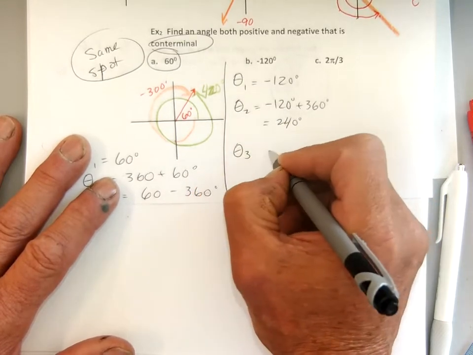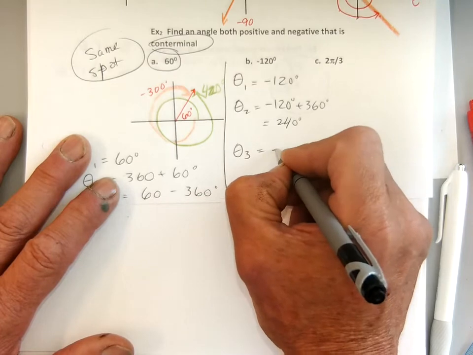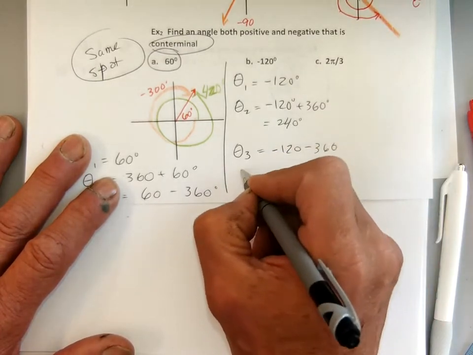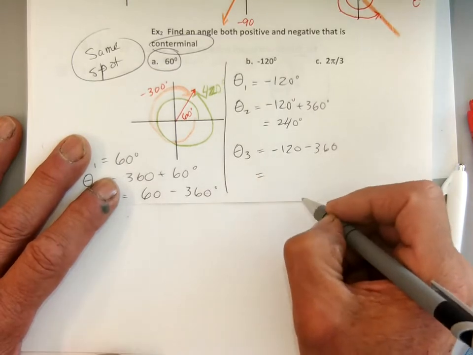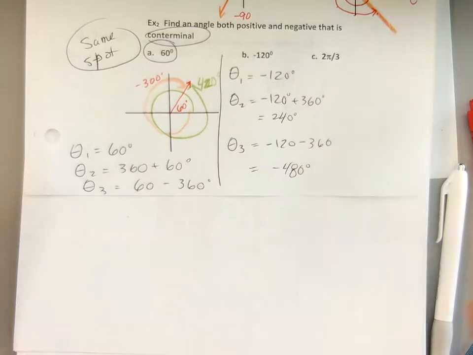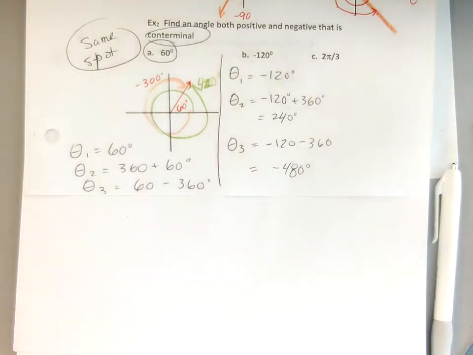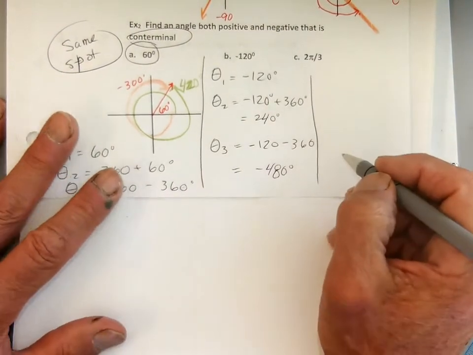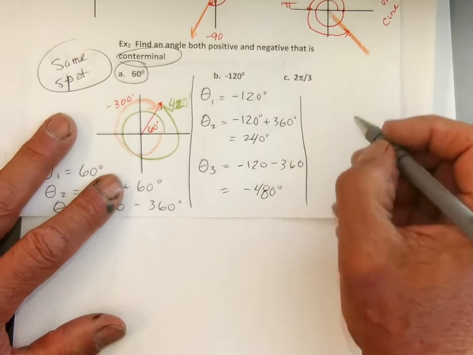Theta 3 is negative 120 degrees minus 360 degrees, which is going to be negative 480 degrees. Thank you, Michael. So much easier, I agree. But the visual didn't hurt, did it? It didn't hurt. Yeah, this is making it a lot easier. I totally agree. Okay, now what about these darn radians?